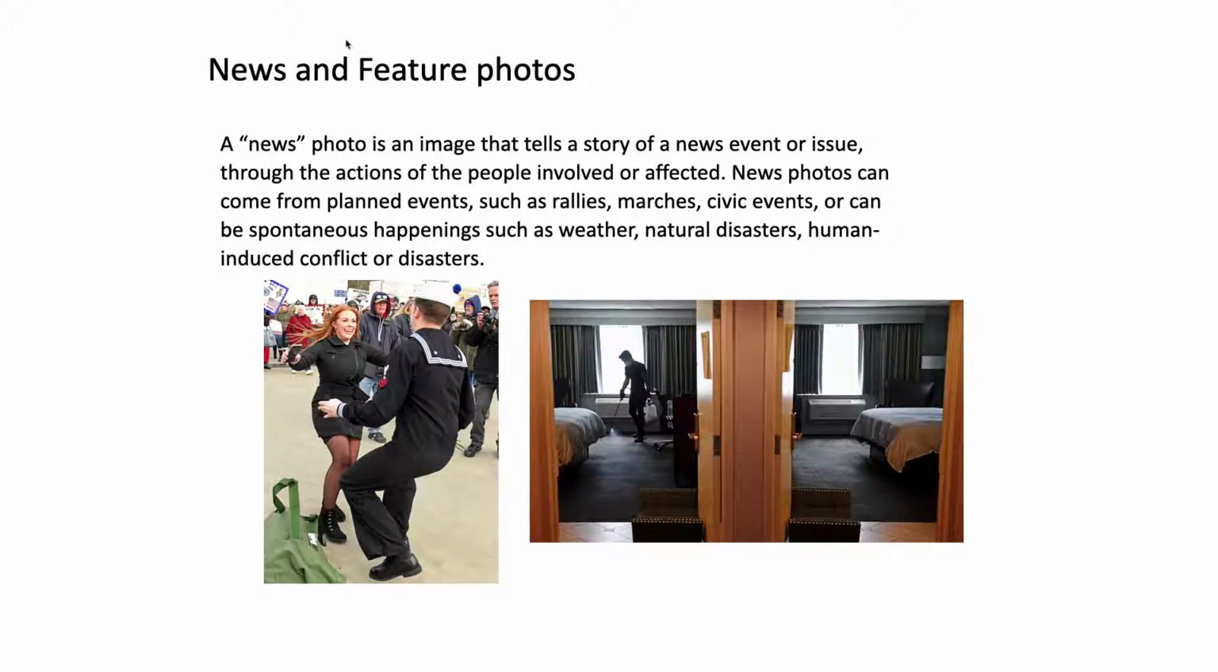So news photos: an image tells a story of a news event or issue through the actions of the people involved or affected. They can come from planned events such as rallies and marches, any kind of civic event. They can be spontaneous happenings like weather and natural disasters, conflicts or such. So right here we have a couple of examples, and we'll go through some others.